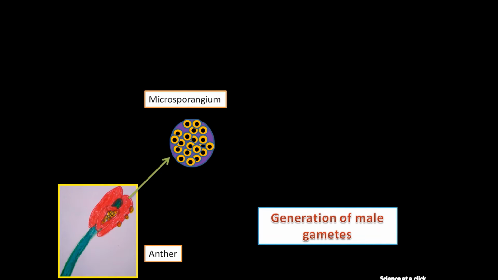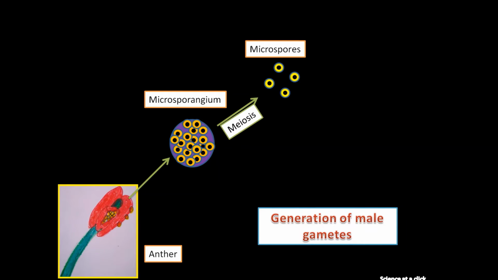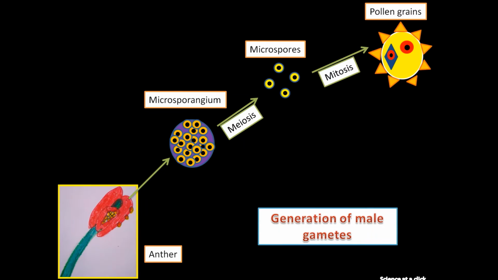Generation of male gametes. So, anther, which is the male gametophyte, has microsporangium. The microsporangium undergoes the process of meiosis to form microspores. These are identical cells to each other. The microspores undergo the process of mitosis to form the pollen grains.